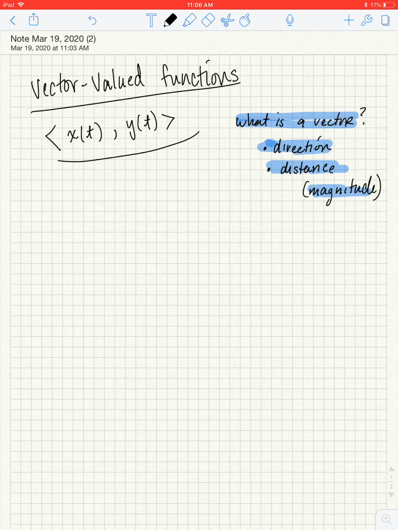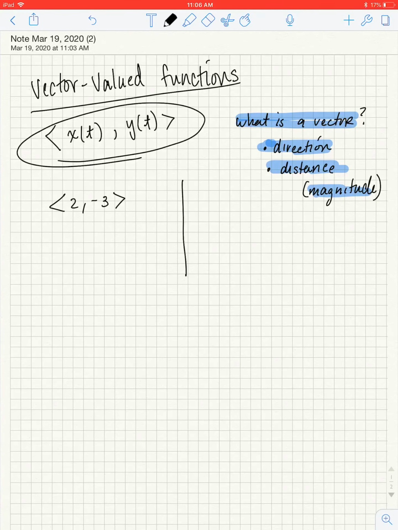So you'll see it in this notation where you have, instead of parentheses, these brackets, or they look like a greater than or less than symbol. But basically, just to go over what a vector is, if I have the vector <2, -3>, it's giving me an x and a y direction. So this is telling us the direction that we go in.